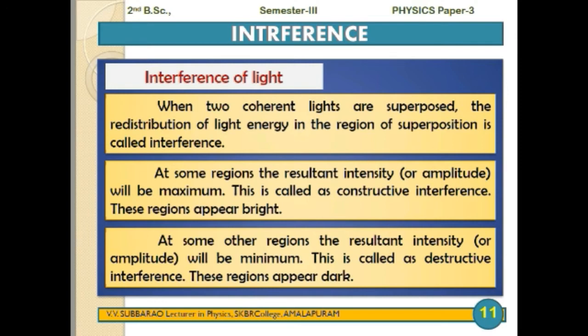When two coherent lights are superposed, the redistribution of light energy in the region of superposition is called interference. At some regions, the resultant intensity will be maximum, and this is called constructive interference. These regions appear bright. At some other regions, the resultant intensity will be minimum, and this is called destructive interference. These regions appear dark.